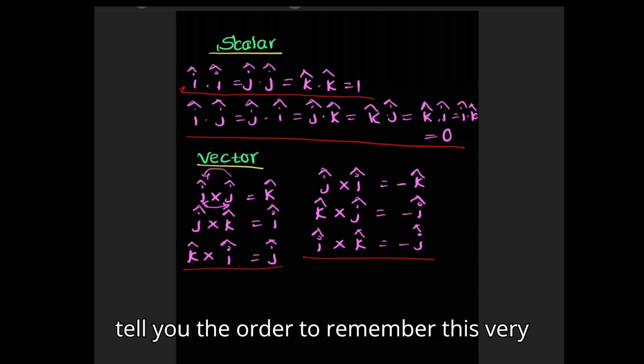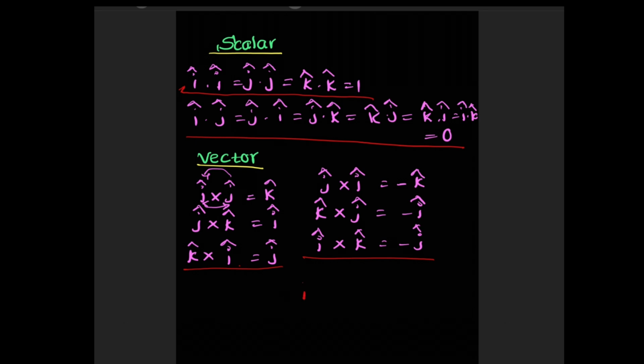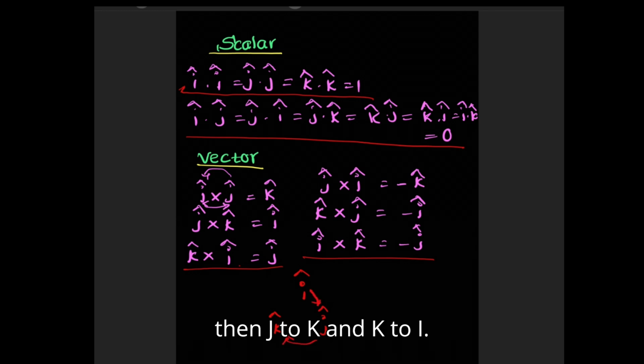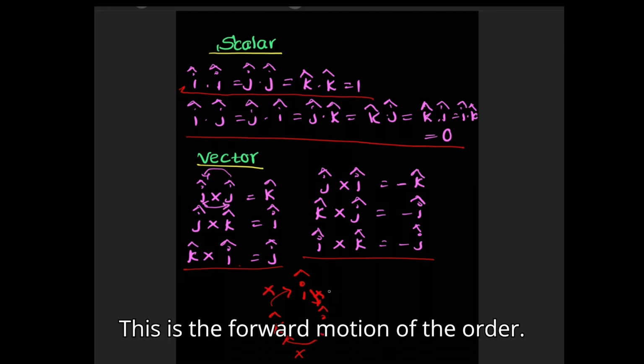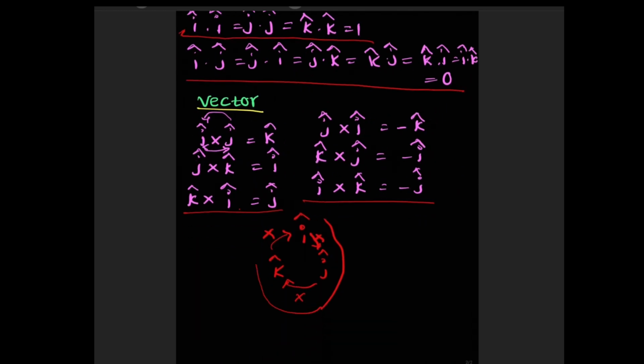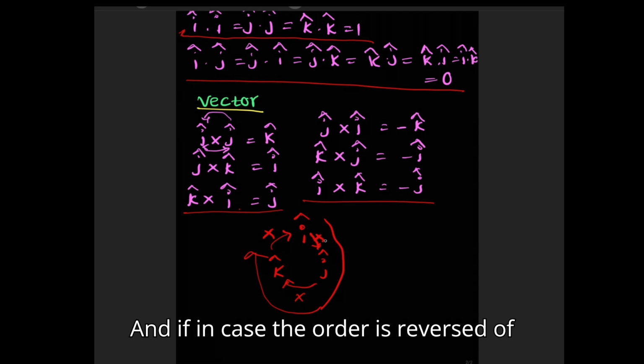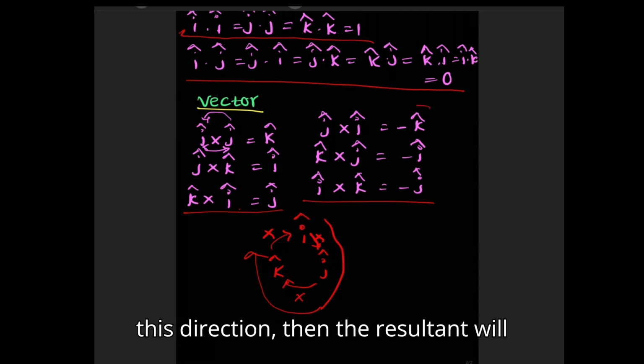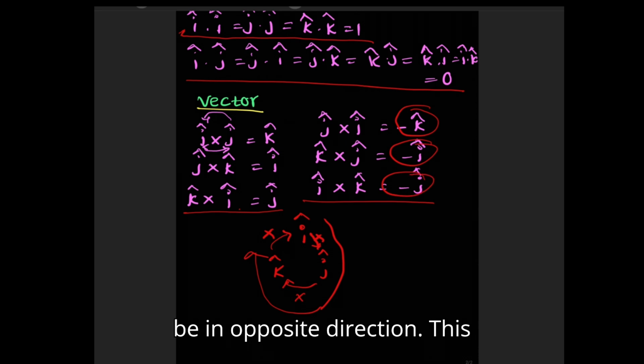I can tell you the order to remember this very easily. I mean the vector product rules. Just take i, j, and k. Always follow from i to j, then j to k, and k to i. That means i cross j, j cross k, k cross i. This is the forward motion of the order. And if in case the order is reversed of this direction, then the resultant will be in opposite direction. This is how we can remember.